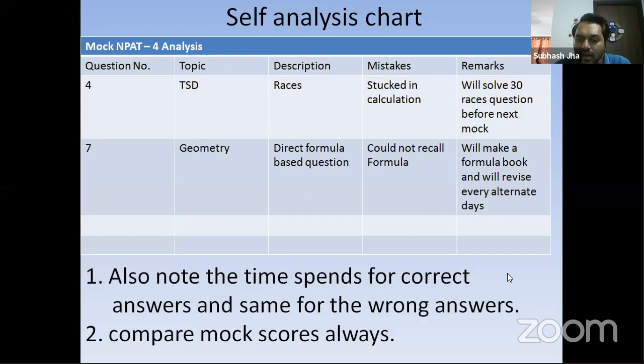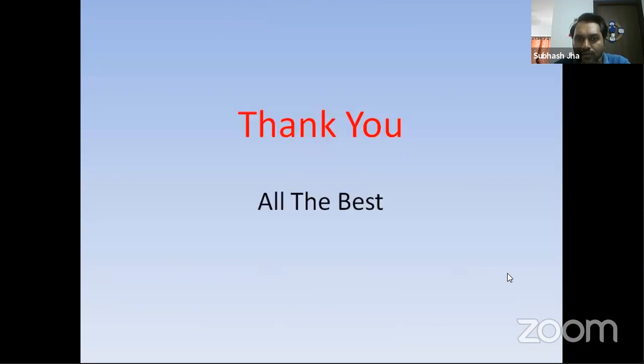And at last, compare your mock score, whatever you had earlier and whatever you have now, and in this duration, what are the steps that you have taken to improve it. That is very important.